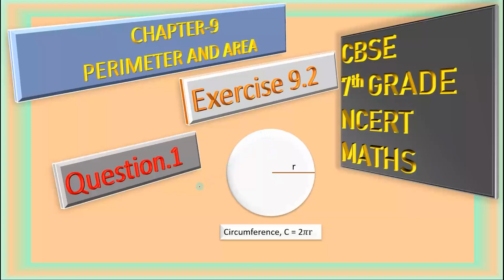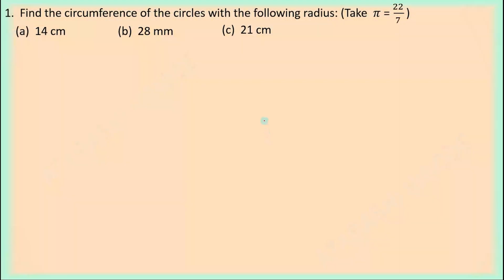Today we are going to do the first question of exercise 9.2, 7th grade CBSE NCERT Maths. Here, radii of three circles are given. We have to find the circumference of these circles. Now, what is a circumference? It is the length of the boundary.